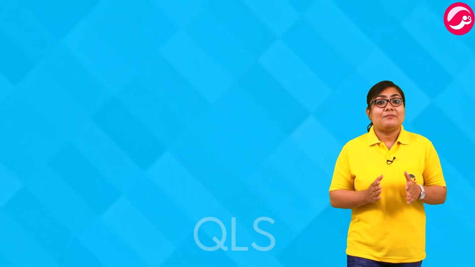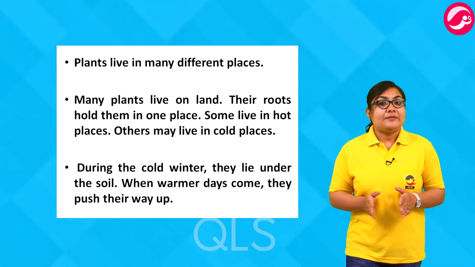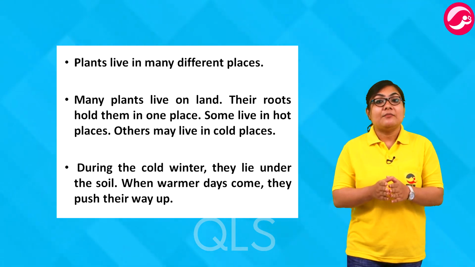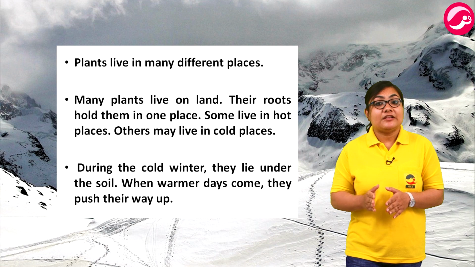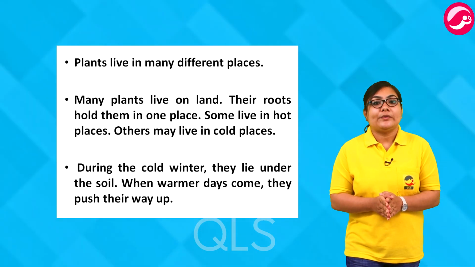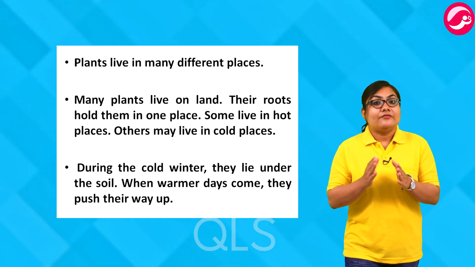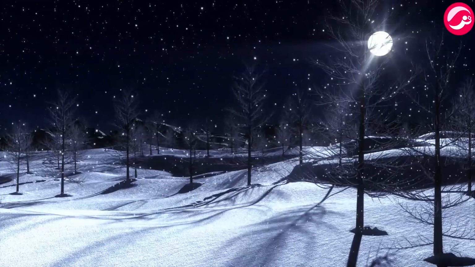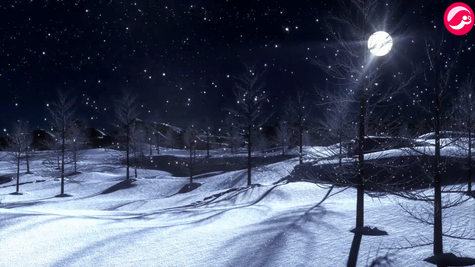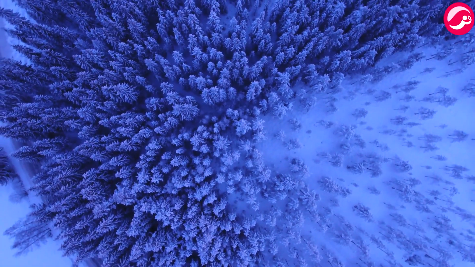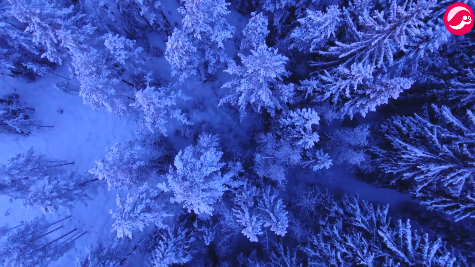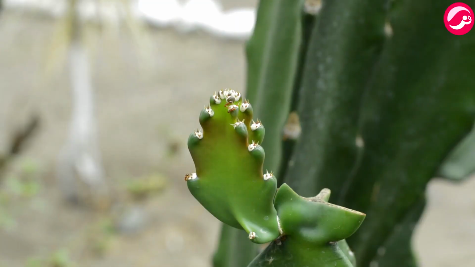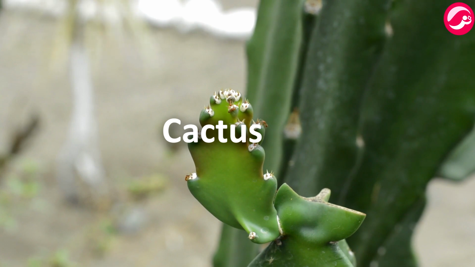Now plants live in many different places. Many plants live on land. Their roots hold them in one place. Some live in hot places, others may live in very cold places. During cold winter, they lie under the soil. When warmer days come, they push their way up. In very cold places, trees may shed their leaves in winters. Snow slides off these trees, their branches do not break, and we can see bare trees in very cold places. Plants like cactus grow in hot deserts.